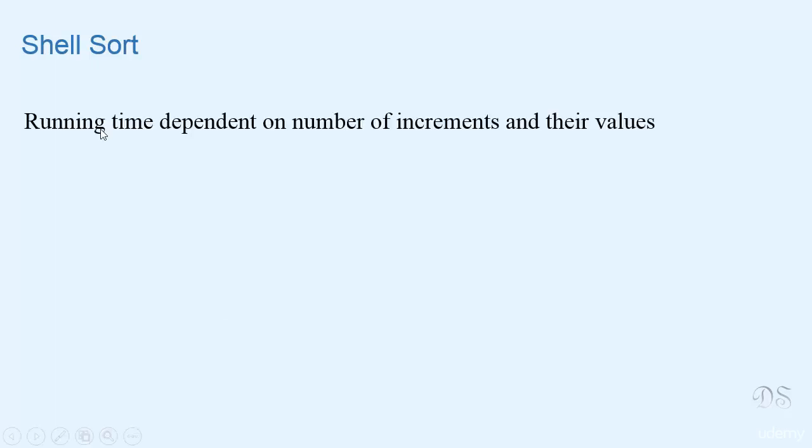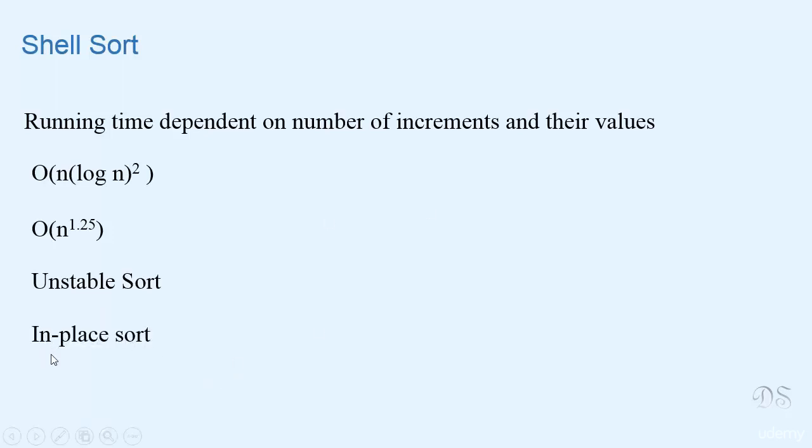In shell sort, the running time depends on the number of increments and their values. Now, the mathematical analysis of this sorting technique is very complex. Based on empirical studies, the performance was found to be this for one set of increments and this for another set of increments. Now, this is an unstable sort, which means that it might change the relative order of duplicate elements in the sorted output.